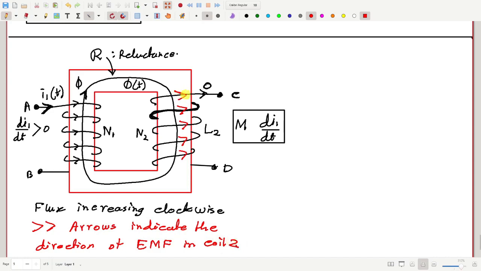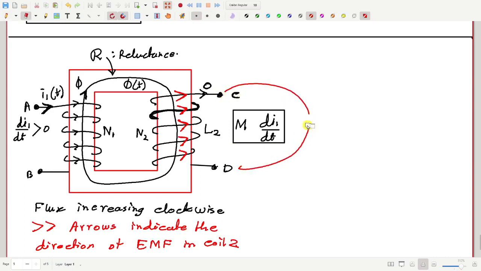Right? So the EMF must try to drive the current in this direction. Actually, the current may not be there. Whether the current will be there or not depends on whether we have a closed path or not. We may not have a closed path, and therefore the current may not be there. But the EMF will still be there, even if the current is not there. And in fact, the current may be in the other direction depending on what we have outside.